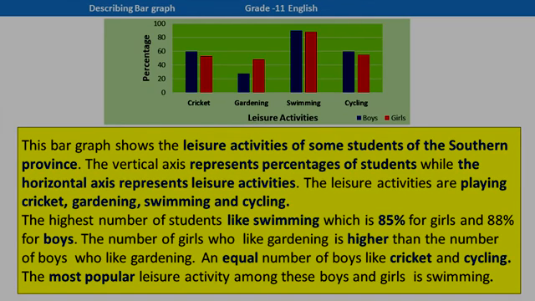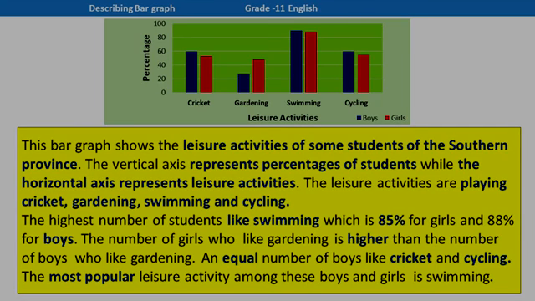Now we are coming to the second paragraph, right? The highest number of students like swimming, which is 85% for girls and 88% for, look at the graph and see the answer, yes, for boys. The number of girls who like gardening is blank than the number of boys who like gardening. What about that one? Look at the gardening bar, right? We'll come to the answer. The number of girls who like gardening is higher than the number of boys who like gardening. And blank number of boys like cricket and cycling.